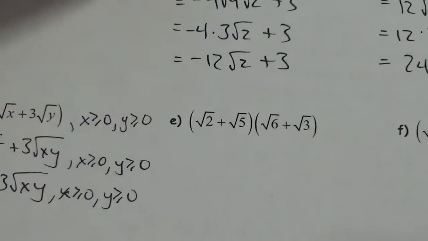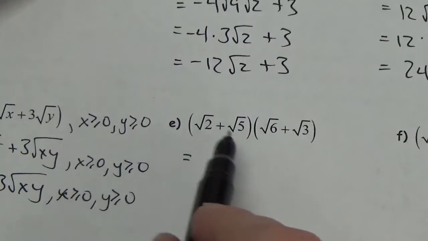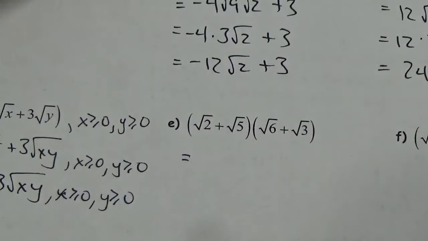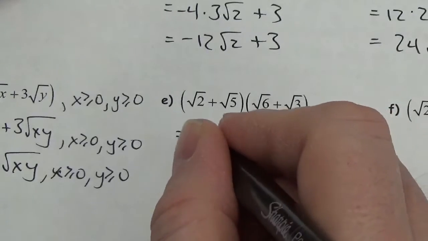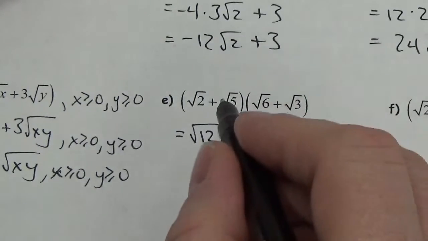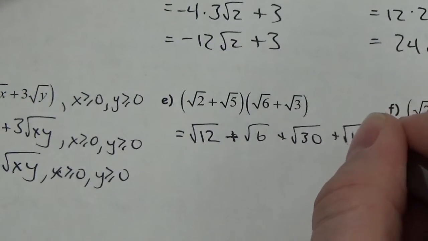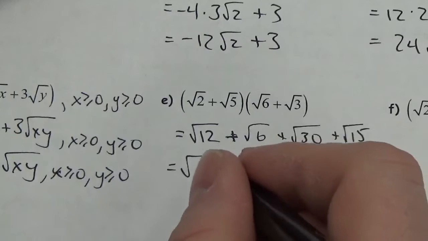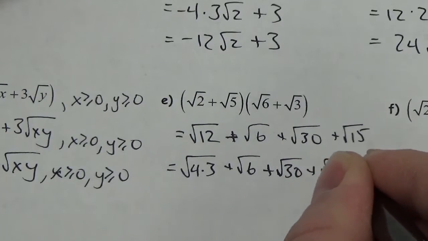Now it's going to get a little more complicated because we're going to have a binomial multiplied by a binomial. When we do that, each of the terms in the first binomial gets distributed to the second binomial. Is there anything here that can be simplified before I get to that? No. So now I'm just going to distribute that through. Root 2 times root 6 will be root 12. Root 2 times root 3 will be root 6. Root 5 times root 6 will be root 30. And root 5 times root 3 will be root 15. When I look at that, the only one I can simplify is this 12. That's going to be 4 times 3 plus root 6 plus root 30 plus root 15.